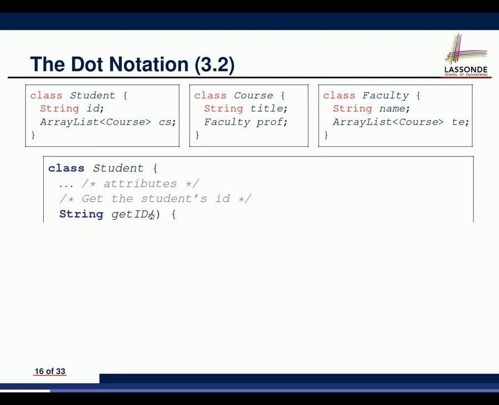Now, let me ask you this. It's a very simple one. If I'm now in the context of the student class, what should I write in order to return the ID for this particular student?